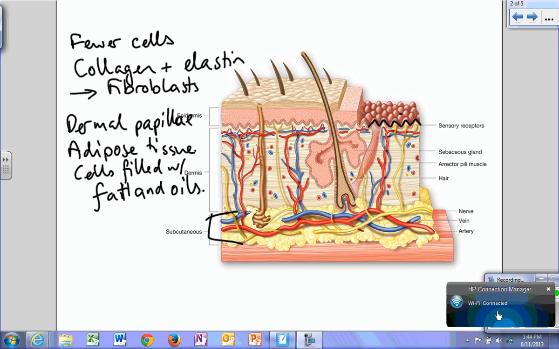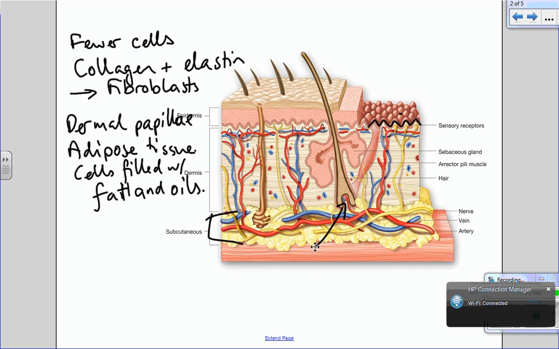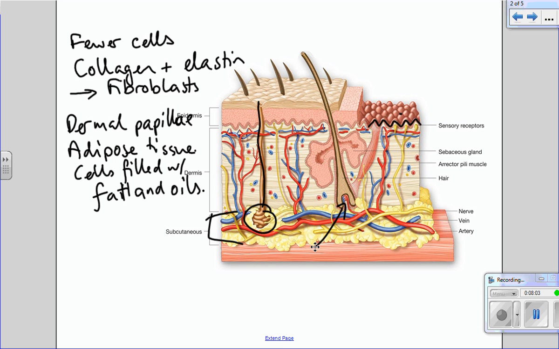Just finally, while we're at it, we also have hair follicles. It's very important to notice that hair follicles have a blood supply, and that's where the hair comes from. Also, you'll have sweat glands here, and that will send sweat up through the pores, and that's there for thermal regulation, temperature regulation.